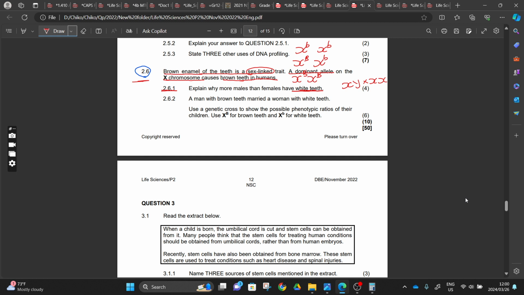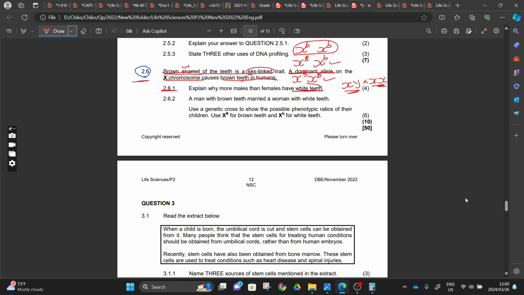If it is caused by a recessive allele, males are going to suffer the most. But if it's caused by a dominant allele, females are going to suffer the most. Why? Because in this situation they are suffering, and for them to have the normal thing, here they are saying the brown enamel, brown teeth, right? Brown teeth is caused by a dominant allele.